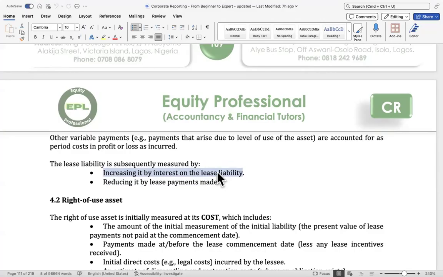And in reporting, anytime we do present value, as you move through time you unwind the discount. And we usually do that through finance cost. So we debit P&L, we credit the lease liability. We do that at the end of every year. And of course, we solve the question to show this. And you reduce the liability with the lease payment at the end of the year as well. And this lease payment, because you're paying, you credit bank, you debit the lease liability.